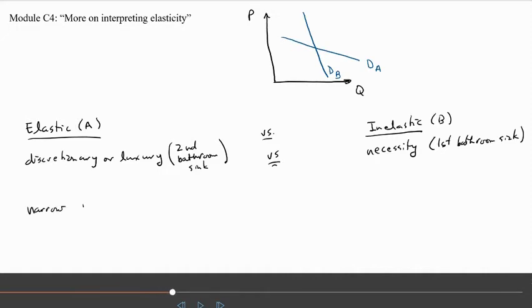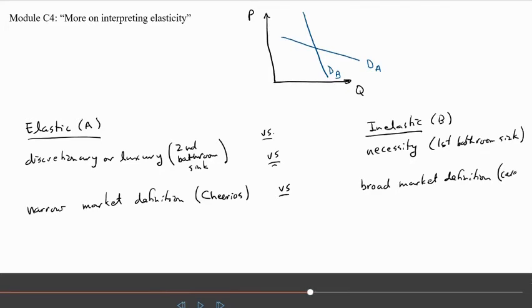Second, we might consider the definition of the market itself. A narrow market definition, like Cheerios versus cereal, will lead to an inelastic demand for cereal versus a much more elastic demand for Cheerios, for example.